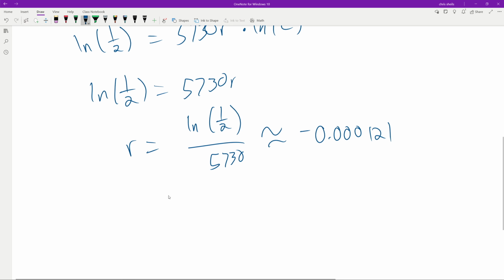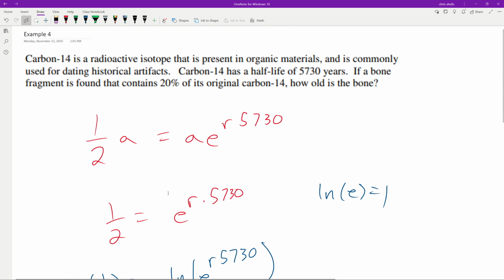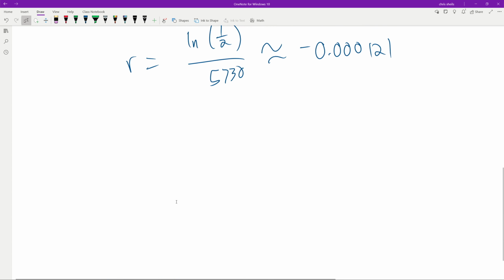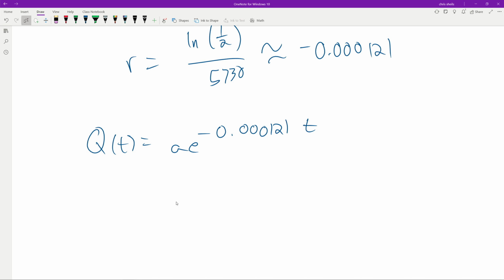So my decay is going to follow the equation, let's see, have I assigned a variable here? No. This is going to follow an equation, we'll say q of t is equal to a times e to the negative 0.000121 t. To find out how old the bone fragment is that contains 20% of its original amount, I just plug in 20% times a, which is 0.2 times a, equals this equation. Notice again these a's will go away.